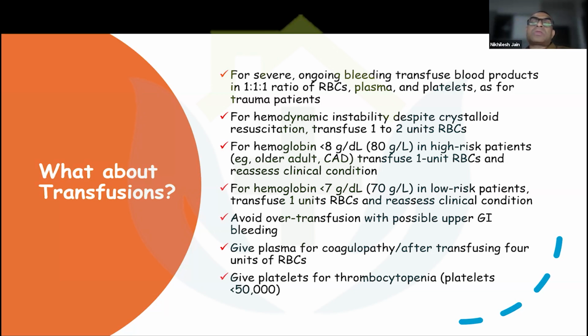For hemoglobin less than 7 in low-risk patients, again, transfuse 1 unit of RBCs and reassess the clinical condition. Do avoid over-transfusion. Give plasma wherever required for coagulopathy or after you have transfused 4 units of RBCs at least. Give platelets for thrombocytopenia if your platelet counts are less than 50,000.